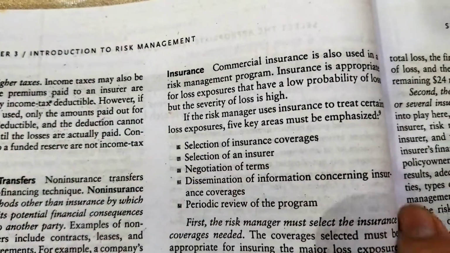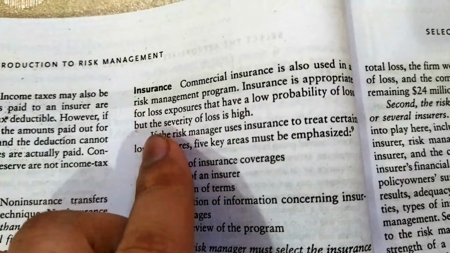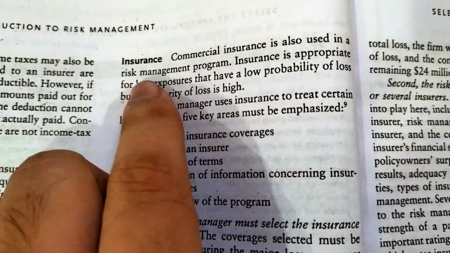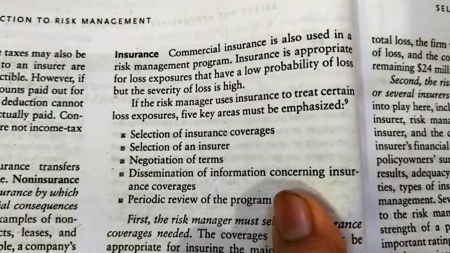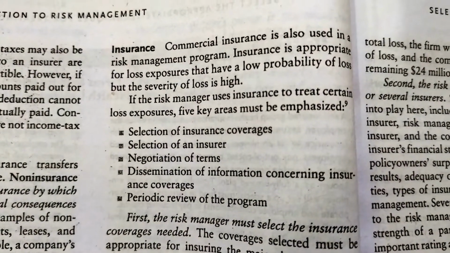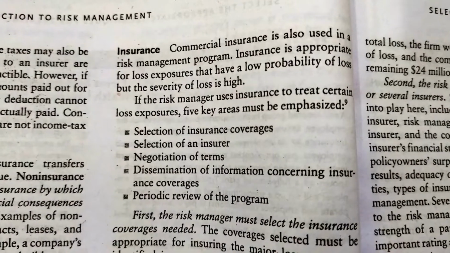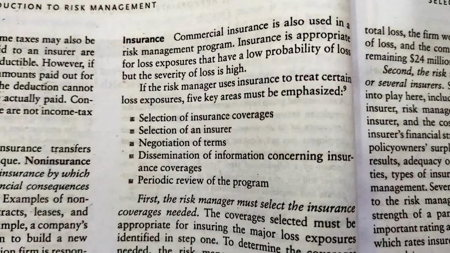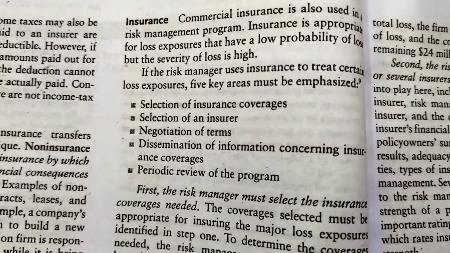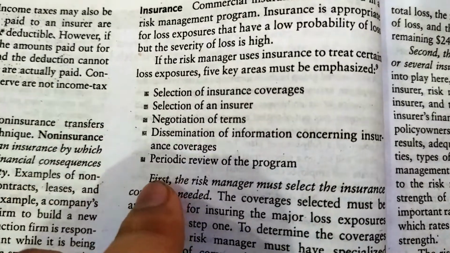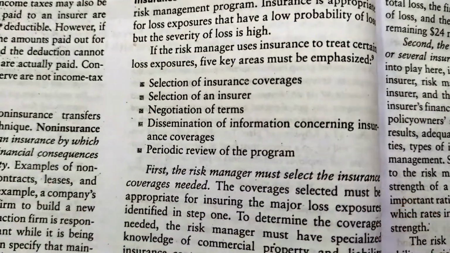So let's start. Insurance. Commercial insurance is also used in a risk management program. Insurance is appropriate for loss exposures that have a low probability of loss, but the severity of loss is high. If the risk manager uses insurance to treat certain loss exposures, five key areas must be emphasized. That is, it has five key features.